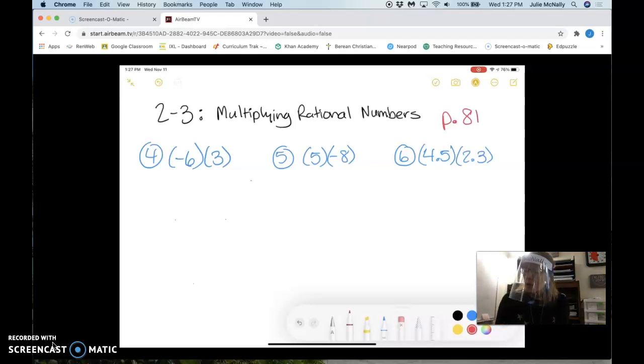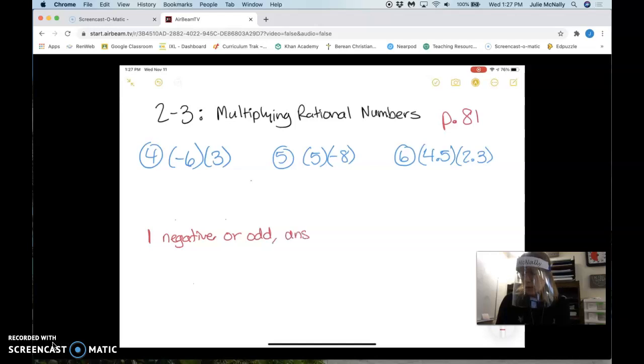So if we have one negative, write these rules down, or an odd number of negatives, the answer is negative. Wait, is that like a rule? It is a rule, yes. And this is just a refresher rule, okay? Hopefully you remember this from last year.